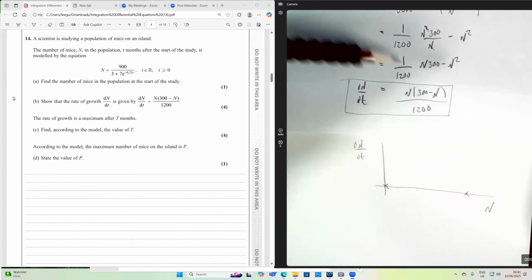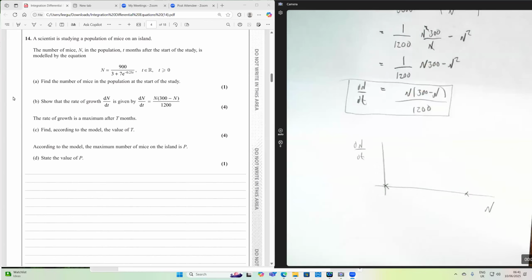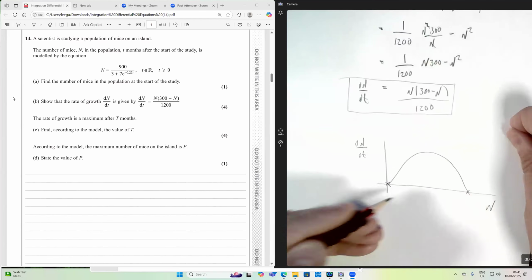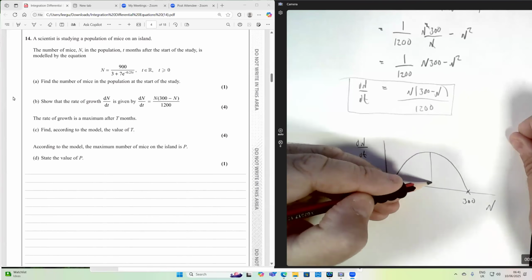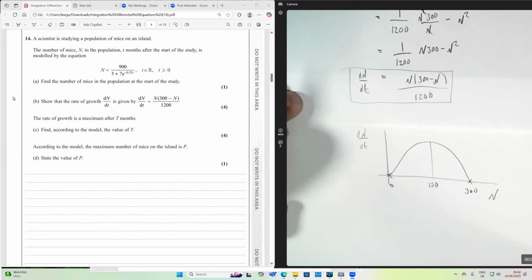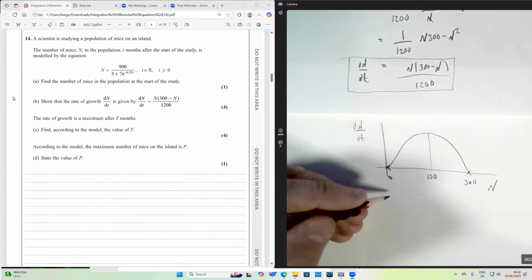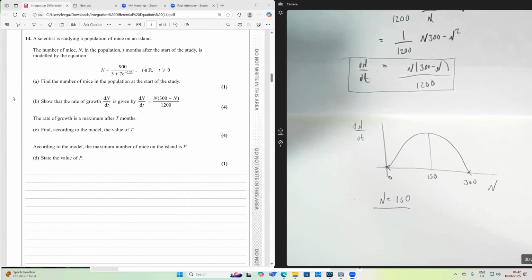And then you'll observe that when we expand this n times 300 minus n, we've got a negative quadratic, okay? So actually, the rate of growth looks like this. So we're 0 at 0, and there's no growth at 300. So by symmetry, the maximum rate of growth is going to occur when n is equal to 150, okay? Because we have a negative quadratic. So what we're going to say is the mark scheme says we should deduce that the maximum rate of growth occurs when n is equal to 150. And it says, find according to the model the value of t.